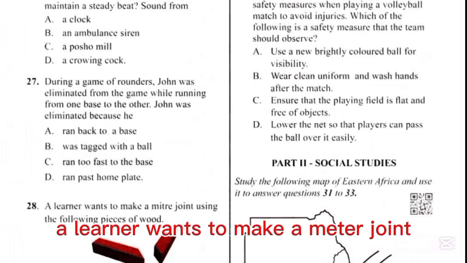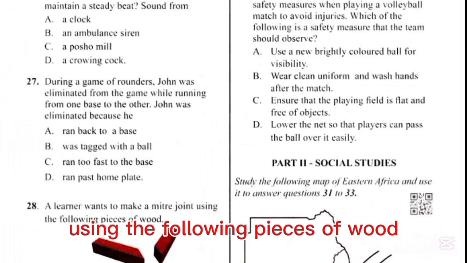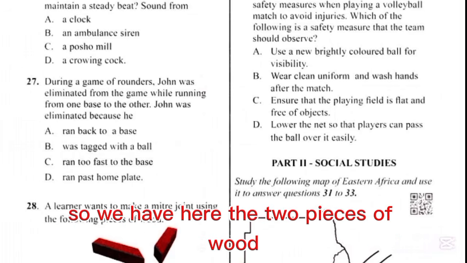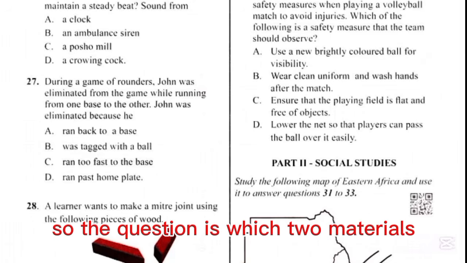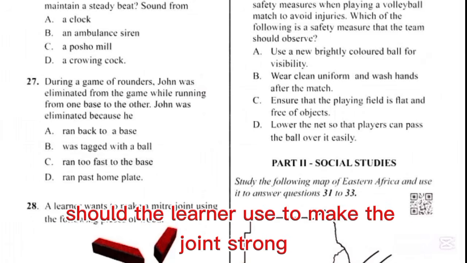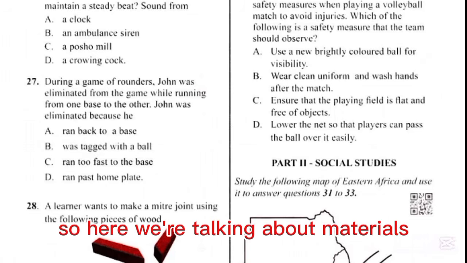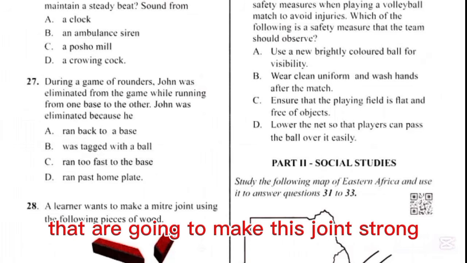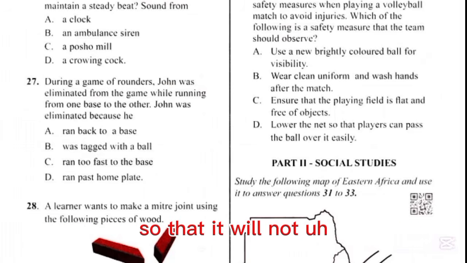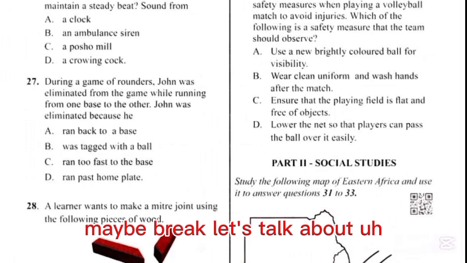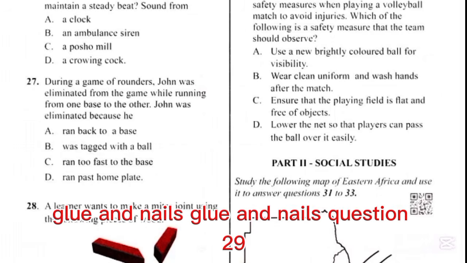Question number 28. Alana wants to make a meter joint using the following pieces of wood. So we have here the two pieces of wood. So the question is, which two materials should the learner use to make the joint strong? So here we're talking about materials that are going to make this joint strong so that it will not maybe break. Let's talk about glue and nails.